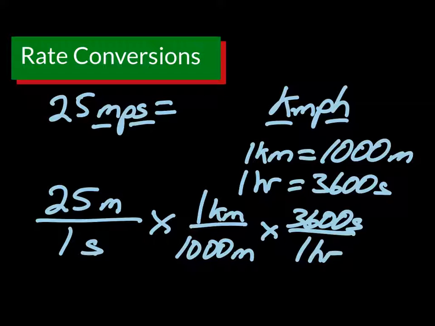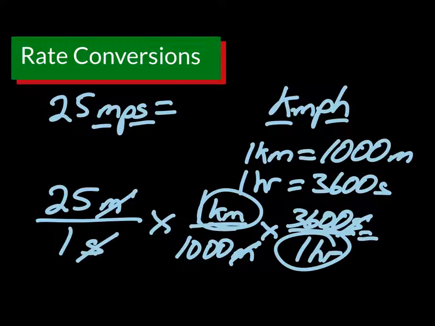So in the next step, we're going to multiply. And when we do that, the meters here and here will cancel, and the seconds here and here will cancel. And that leaves us with the units remaining, kilometers per hour. So now we punch all of this into our calculators to find the answer, and 25 times 3,600 divided by 1,000 is going to give us 90 kilometers per hour.